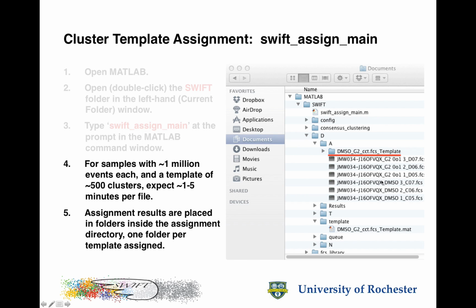The assignment results are placed inside folders within the A folder, and they're titled with the name of the template. So in this case we have the DMSO G2CCT template, and that name is put onto the folder that contains all the results. And within that folder there will be files, the usual Swift output files, all except the template file, and that'll be for every sample that is in the A folder.